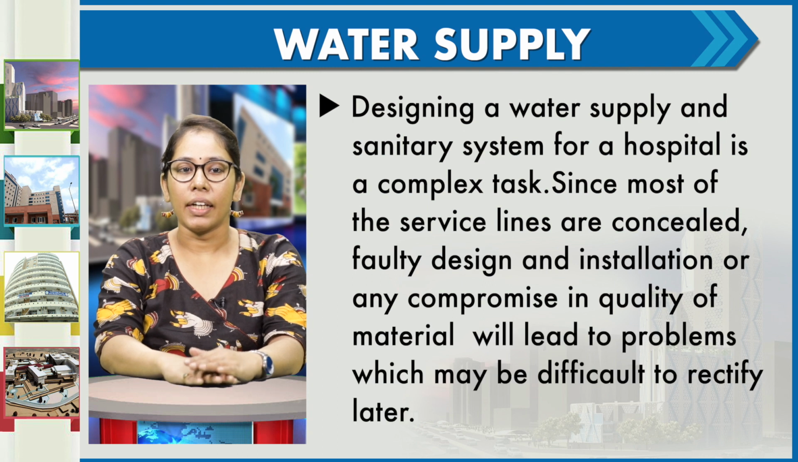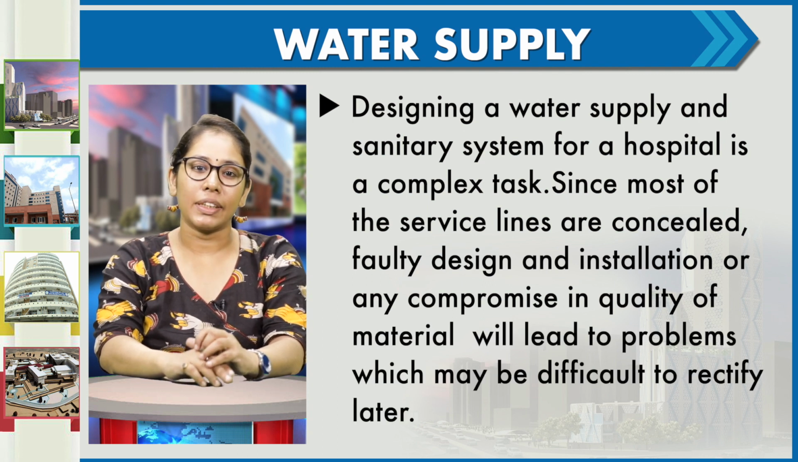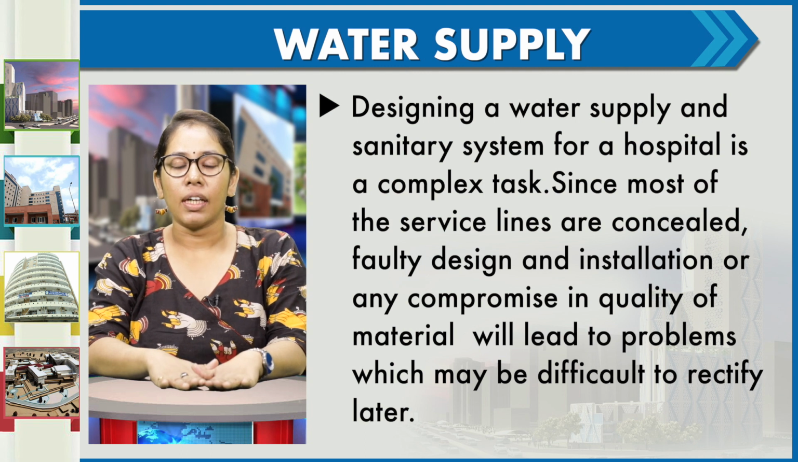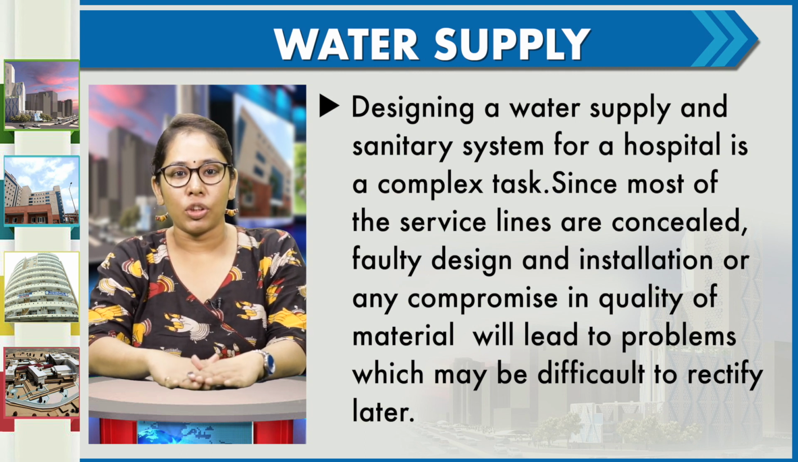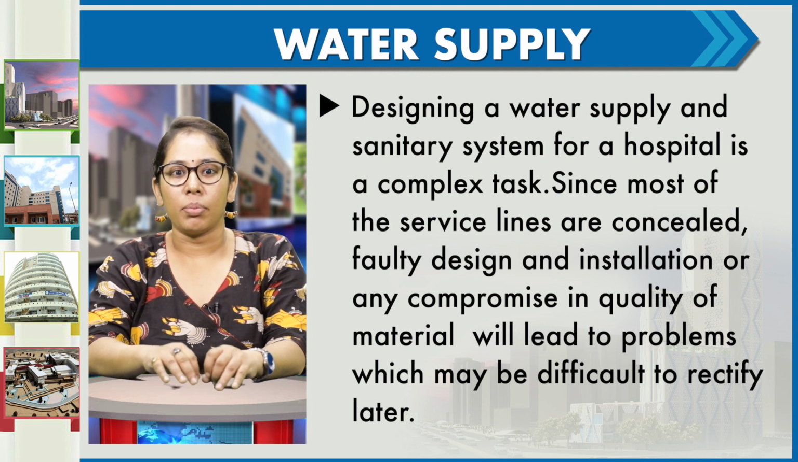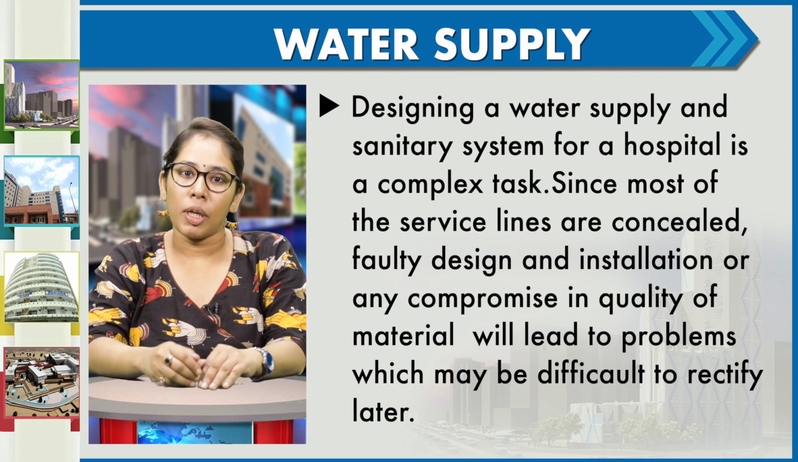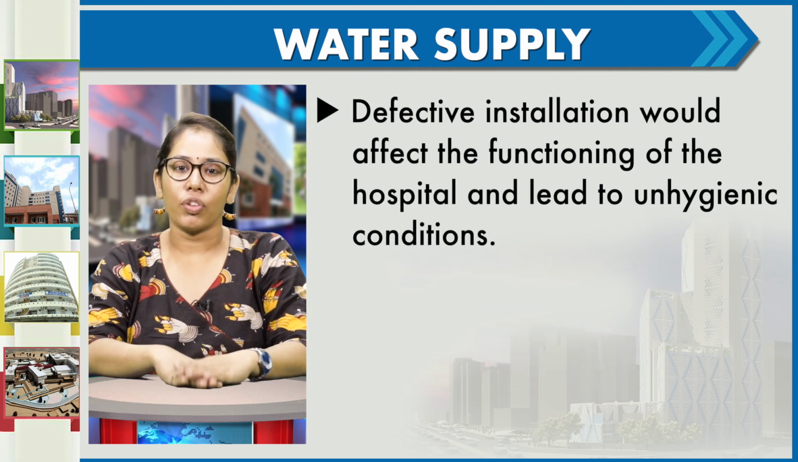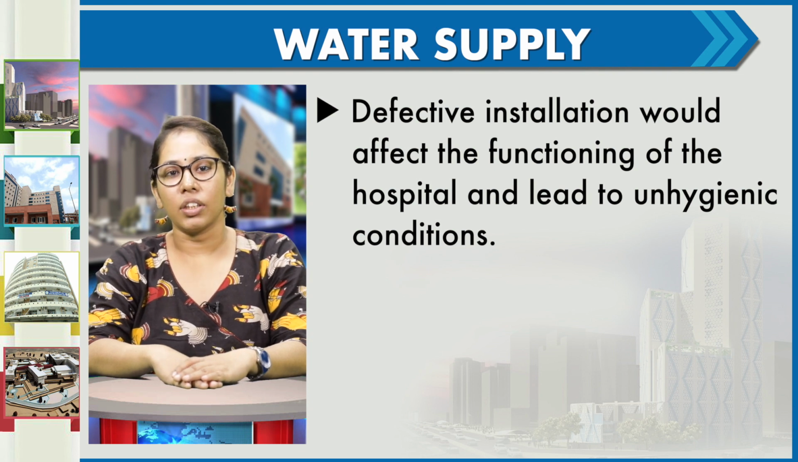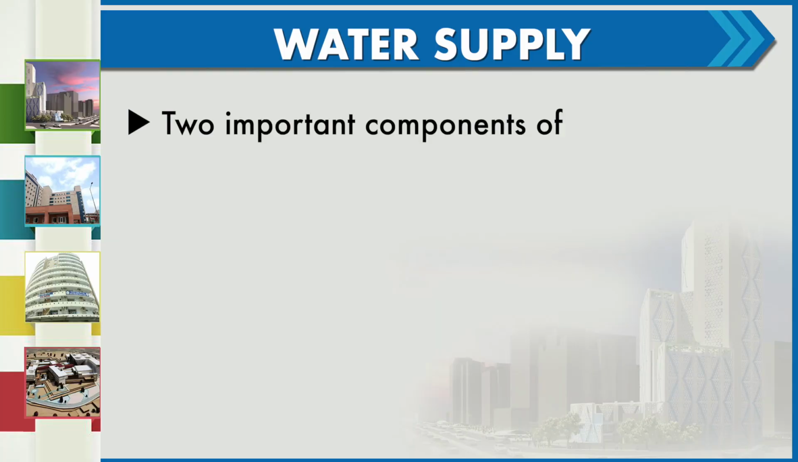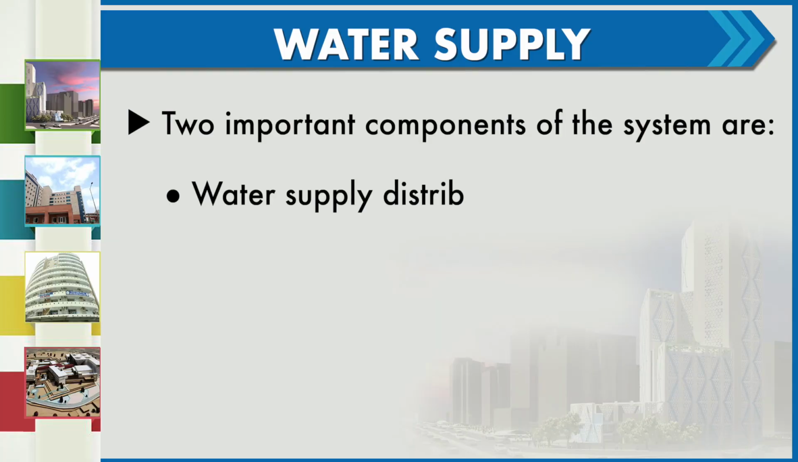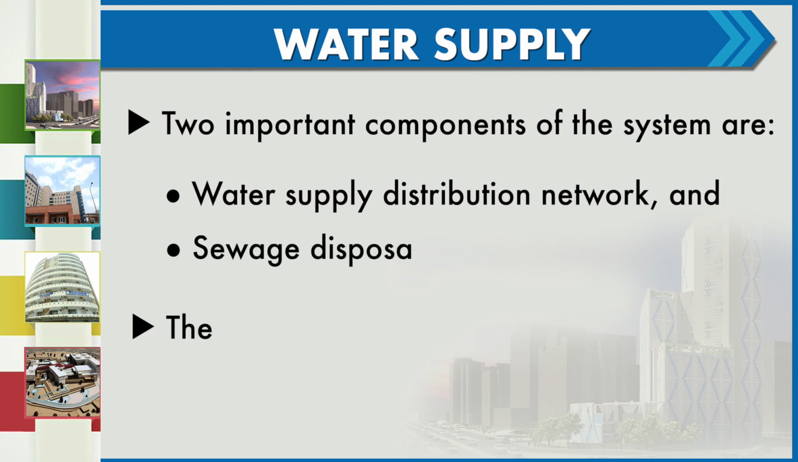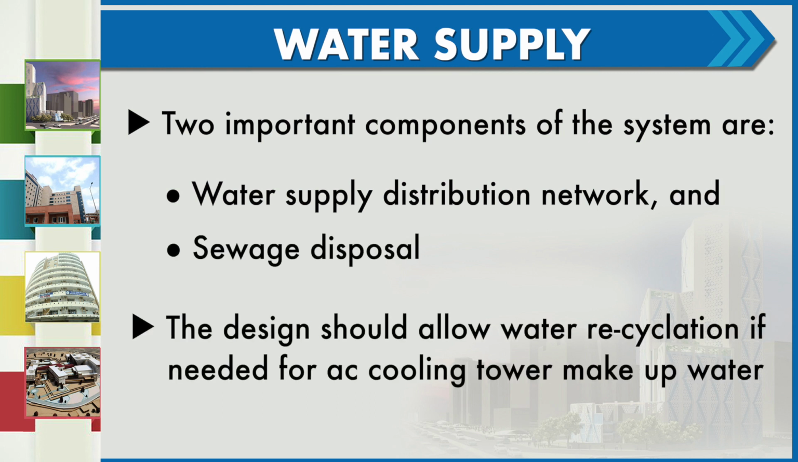Designing a water supply and sanitary system for a hospital is a complex task. Since most of the service lines are concealed, faulty design and installation or any compromise in quality material will lead to problems which may be difficult to rectify later. Defective installation would affect the functioning of the hospital and lead to unhygienic conditions which are not suitable as a function of service. Two important components of the system are water supply distribution network and sewage disposal. The design should allow water recyclation if needed for AC cooling tower or makeup tower.